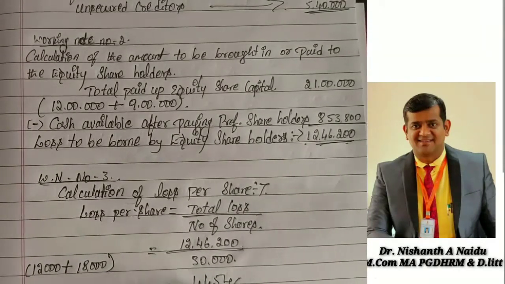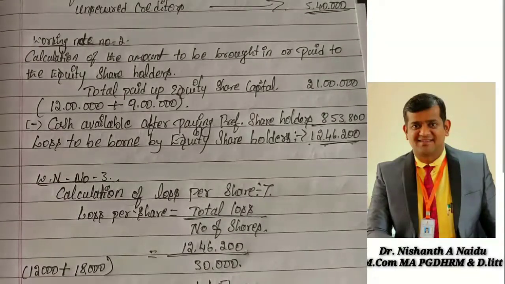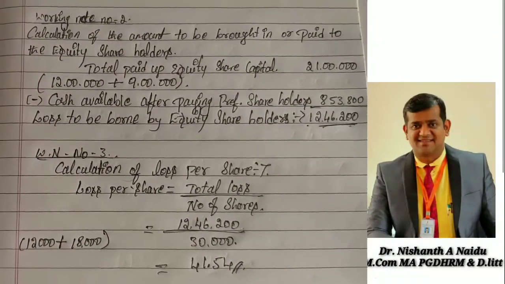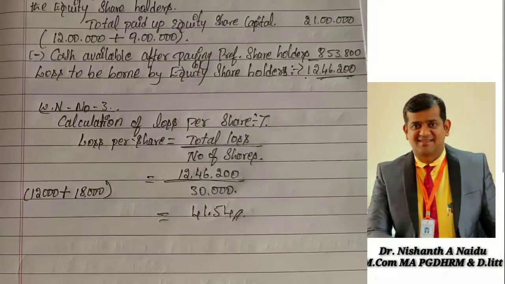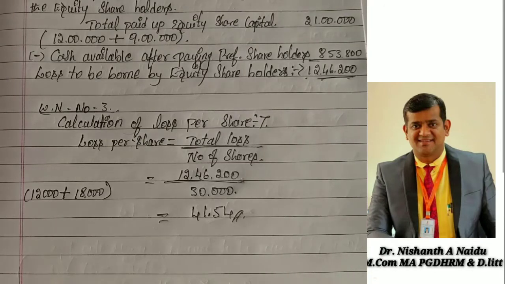41 rupees 54 paise is the loss per share. So we got the loss per share 41 rupees 54 paise. Correct. So now we have to check the amount to be received by 12,000 equity shareholders and the amount to be received by 18,000 equity shares. So why are we paying them?